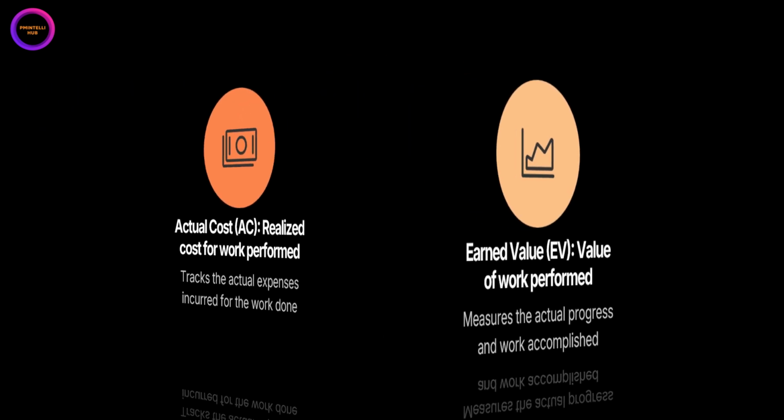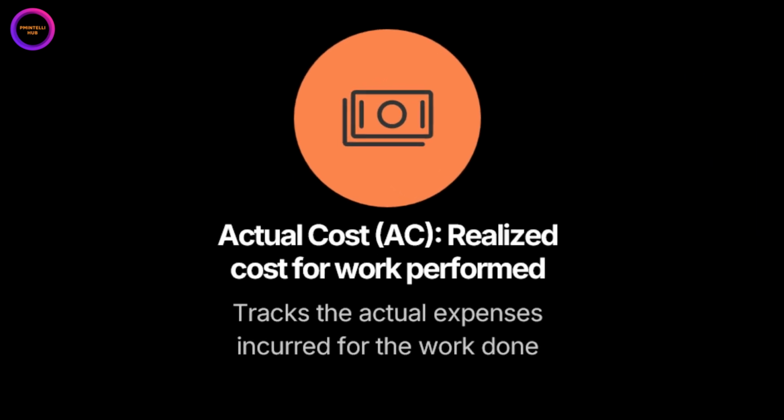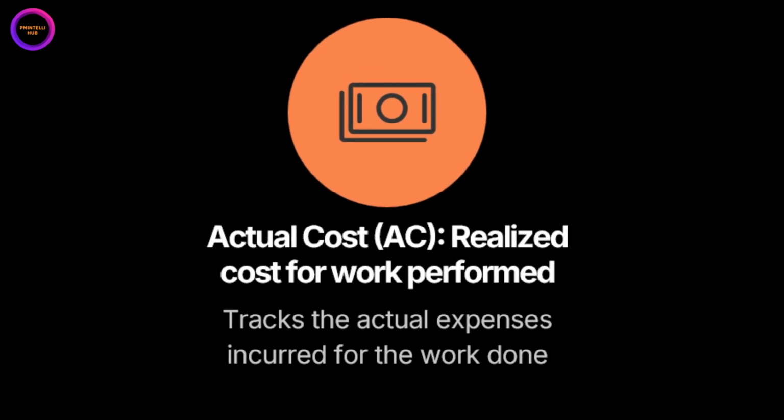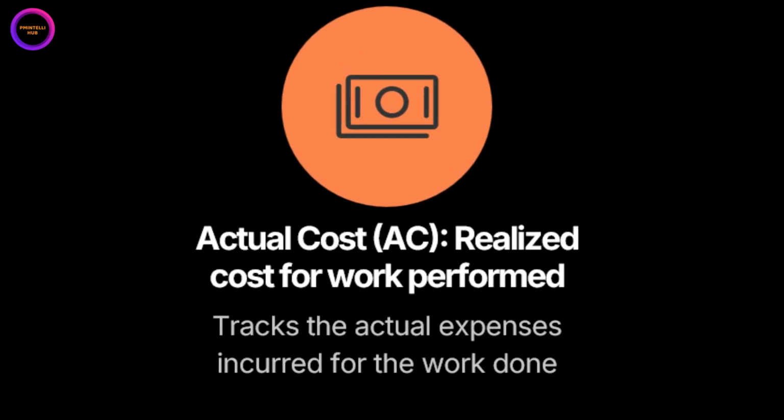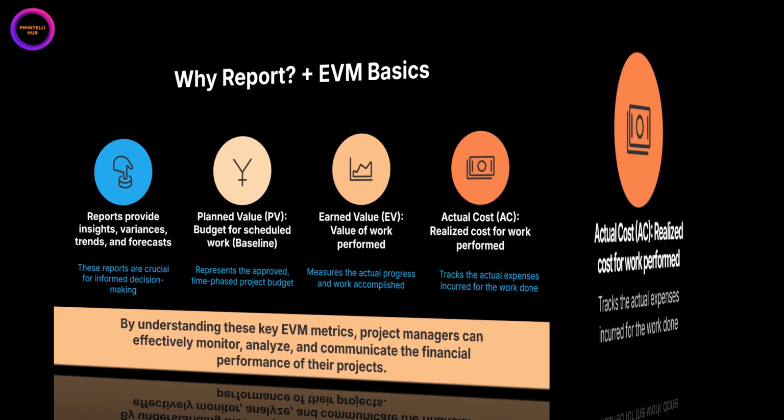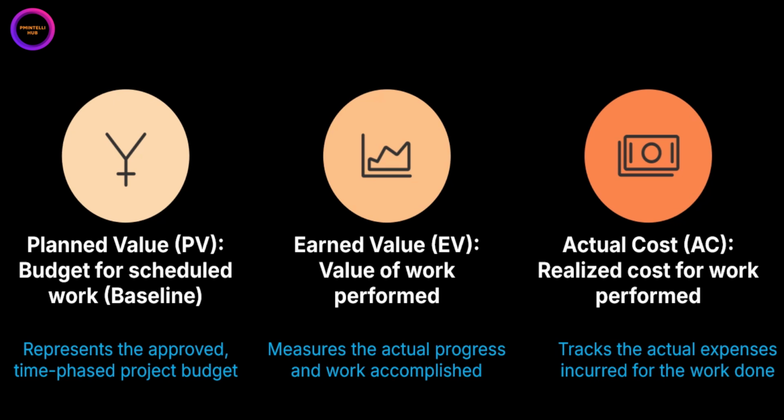Finally, we have actual cost, or AC. This is the total cost actually incurred for the work performed. It's the bill you've paid so far. By understanding and comparing these three simple metrics, we can unlock a complete view of our project's financial performance.